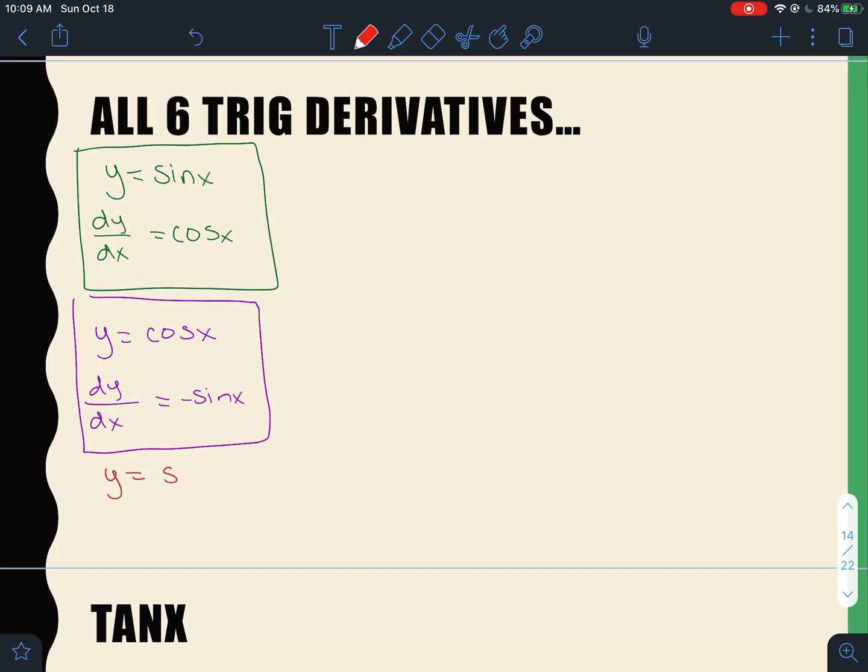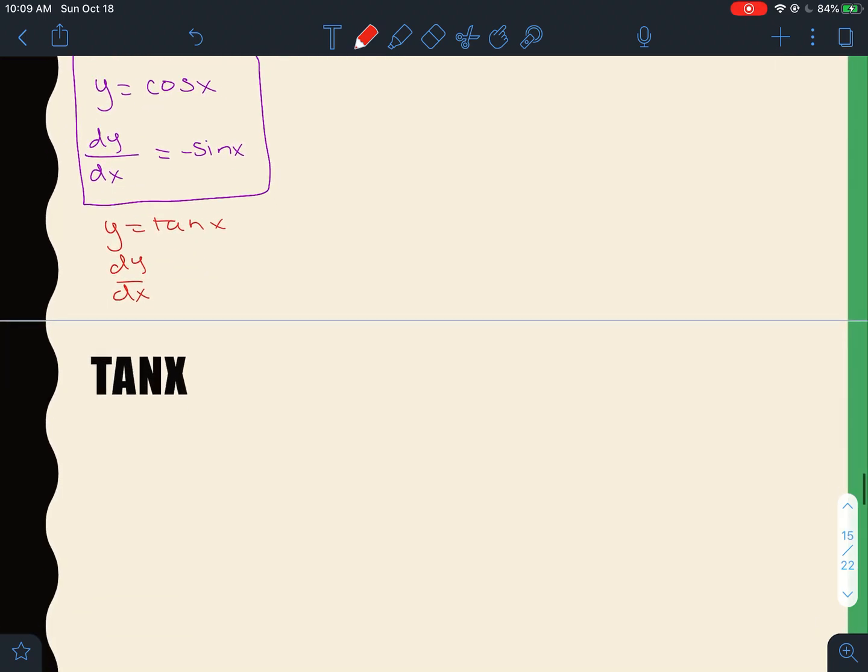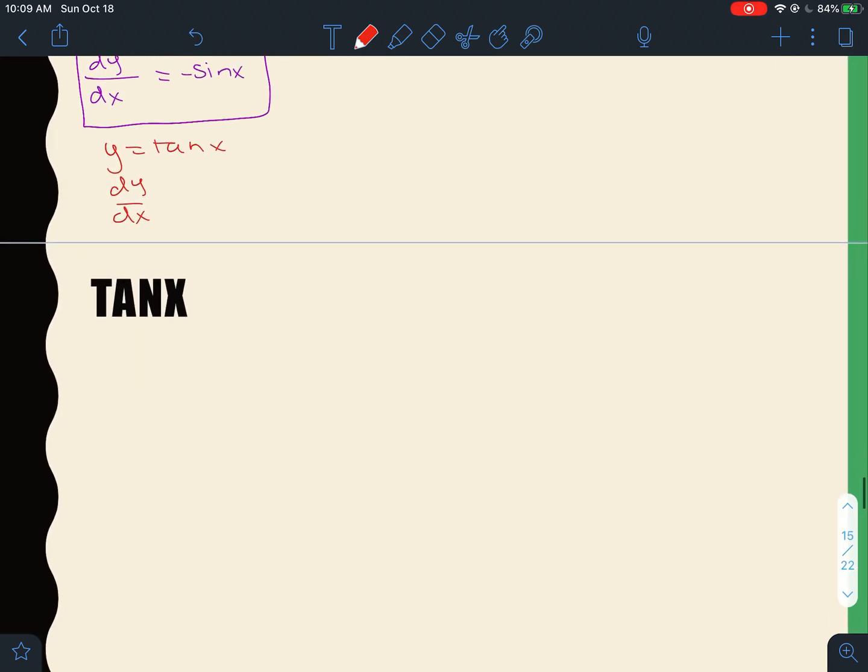So now let's do tangent x. If you have y equals tangent x, how are we going to find the derivative of tangent x? Well, let's go down here and do some work. So tangent x is the same as 1 over cotangent x, but we don't know the derivative of cotangent x, but it's also the same as sine x over cosine x. We can find the derivative of sine x over cosine x by using the quotient rule.